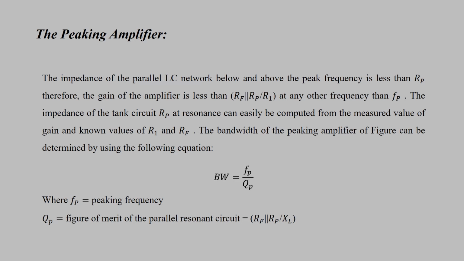The impedance of the tank circuit Rp at resonance can easily be computed from the measured value of gain and the known values of R1 and Rf. The bandwidth of the peaking amplifier can be determined by using the equation bandwidth is equal to Fp by Qp, where Fp is the peaking frequency and Qp is the figure of merit of the parallel resonant circuit.